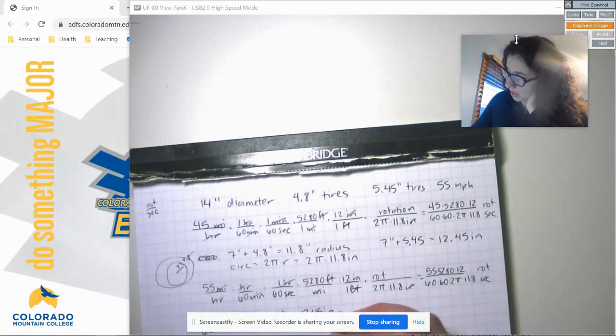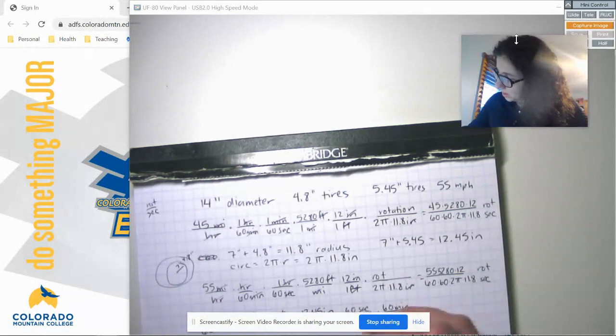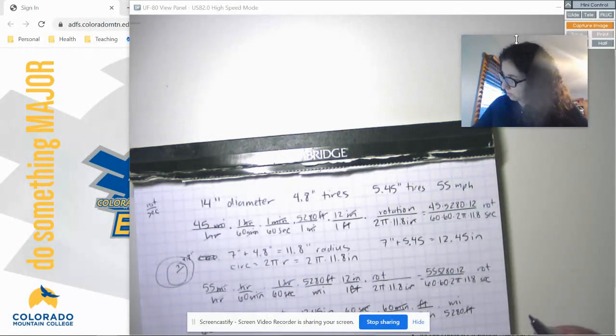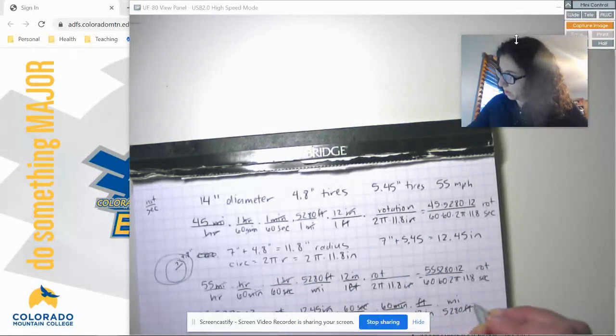Okay, now let's undo a bunch of stuff. So 60 seconds per minute and 60 minutes per hour. So seconds cancels out, minutes cancels out. So now we have hours. Now we have to go from inches back to miles. So 12 inches per foot and 5,280 feet per mile. And inches cancels here.